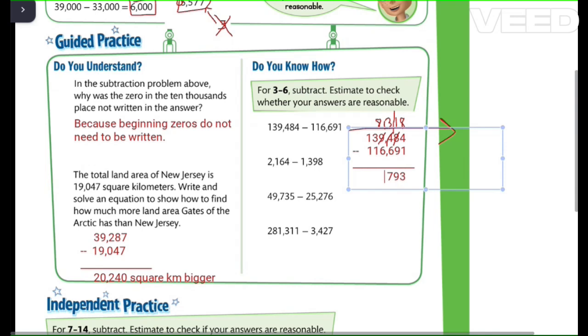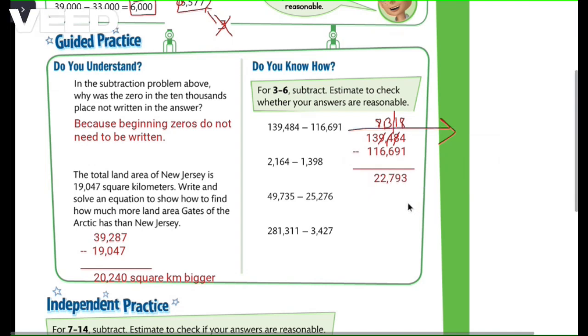And 8 minus 6 now, we're in the thousands column. 8 minus 6 is going to give us 2. 3 minus 1 is 2. And 1 minus 1 is 0, so we don't need to include that beginning 0 or leading 0. Therefore, it is 22,793. And let's check it with an estimate.